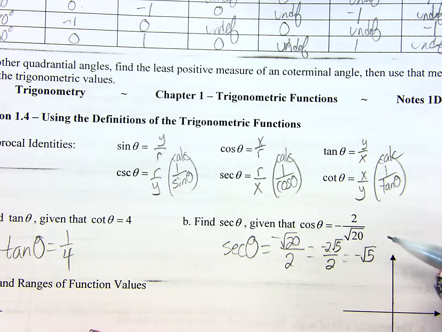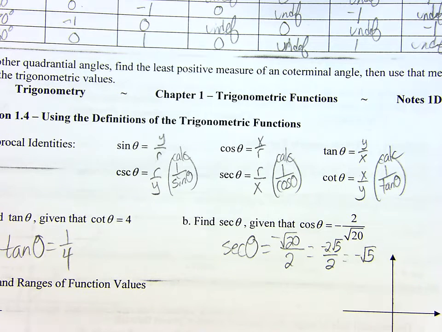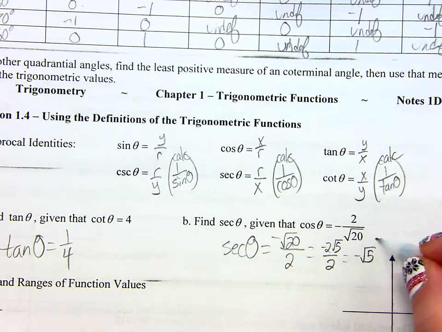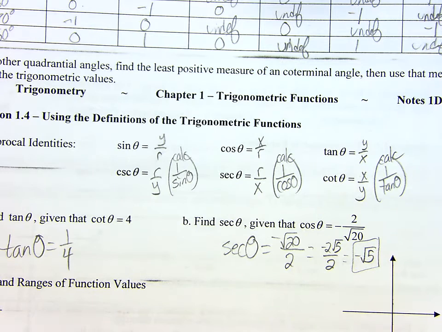One thing on your quiz, a lot of you did not reduce, so you were losing like half a point here, half a point there, but that adds up. You always need to give your answers in fully simplified form.